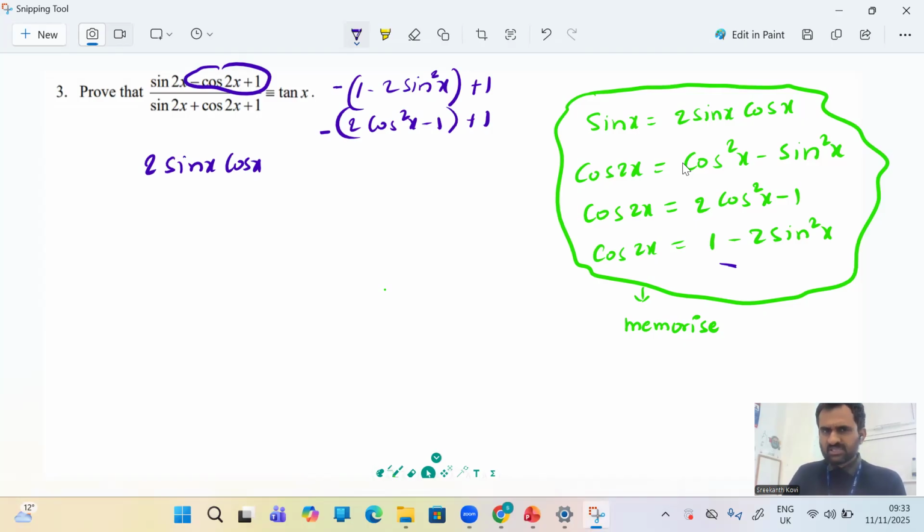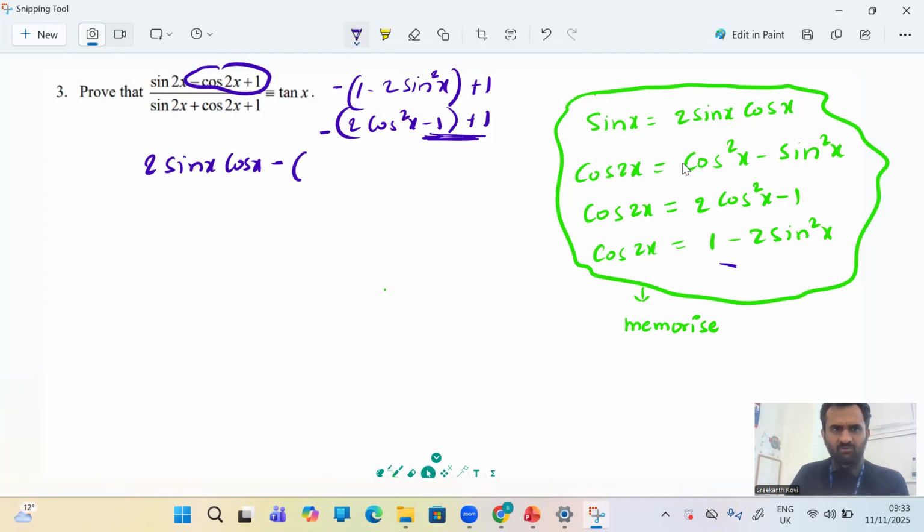But if you use the other formula, this would become positive 1 and you will end up with 2 in the calculation. So I would not prefer using this formula because it is not eliminating the 1 here. So I would use this formula.